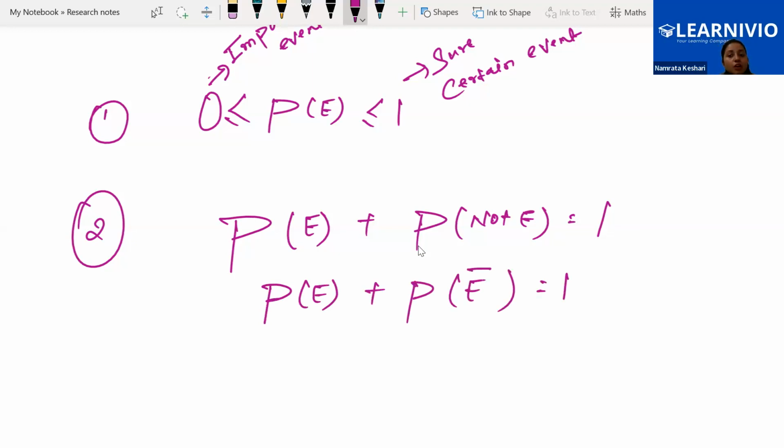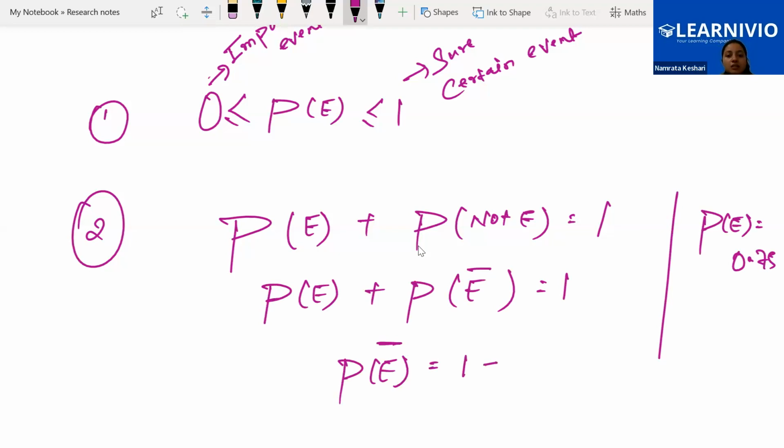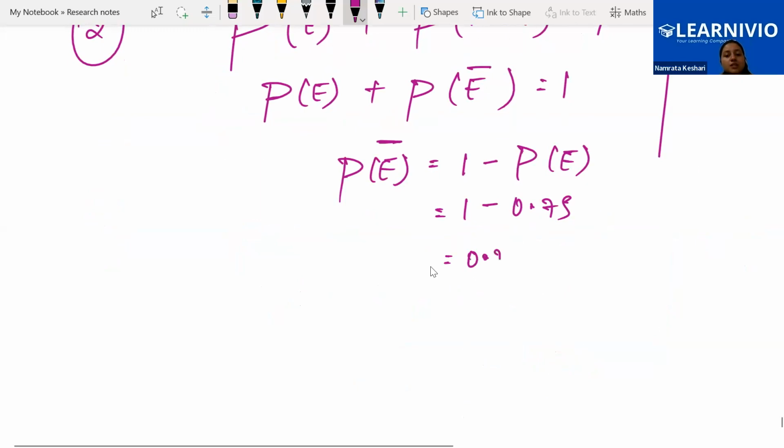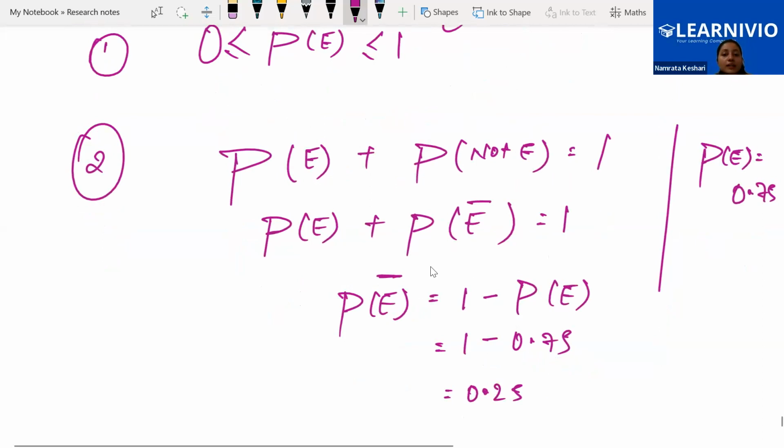So if probability of E is given as 0.75, then easily probability of E bar we can find by taking 1 minus probability of E. That is 1 minus 0.75, which is 0.25. This is how we can calculate the probability with the help of this formula. And these two are called complementary events, just the reverse of each other. That also we have seen with the help of examples.